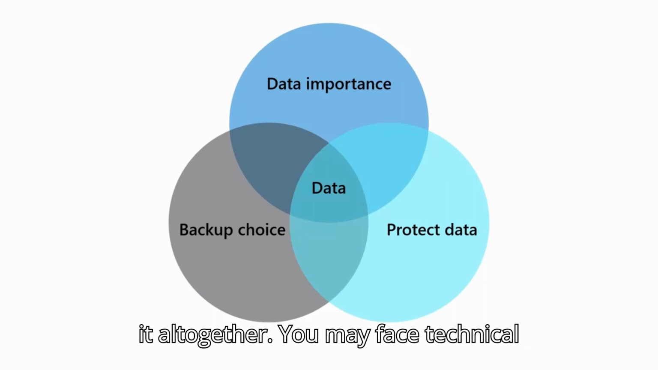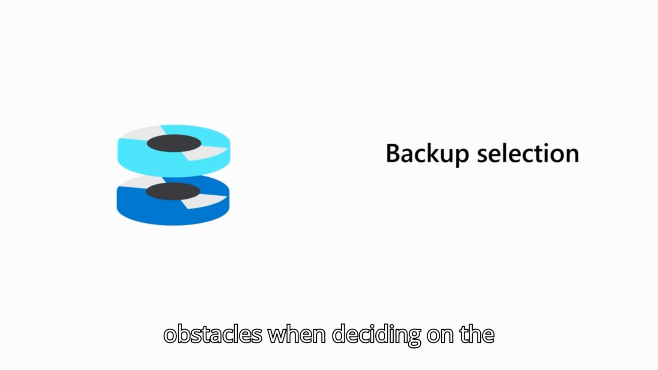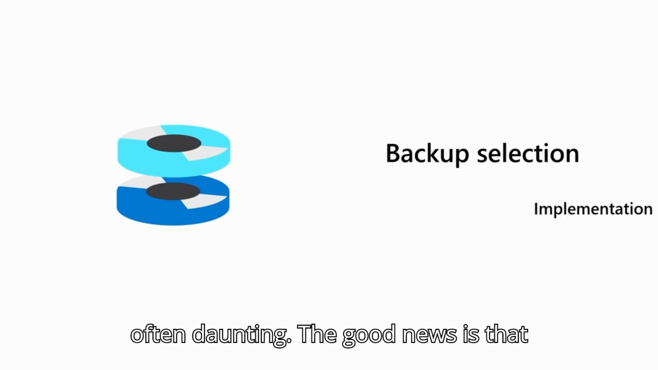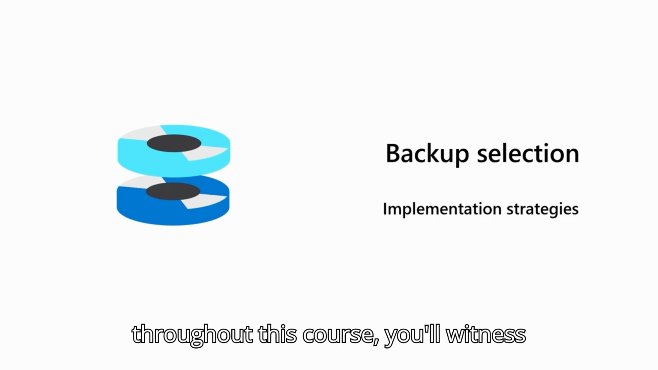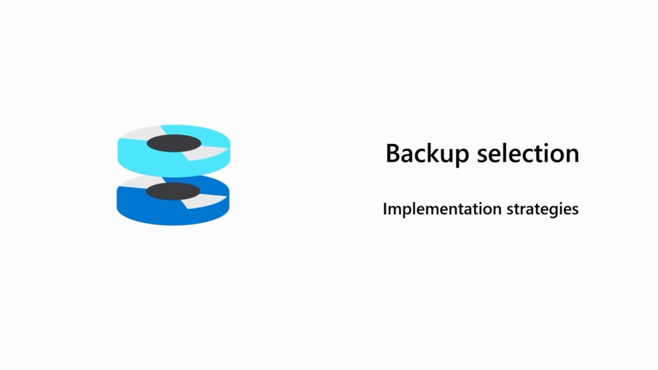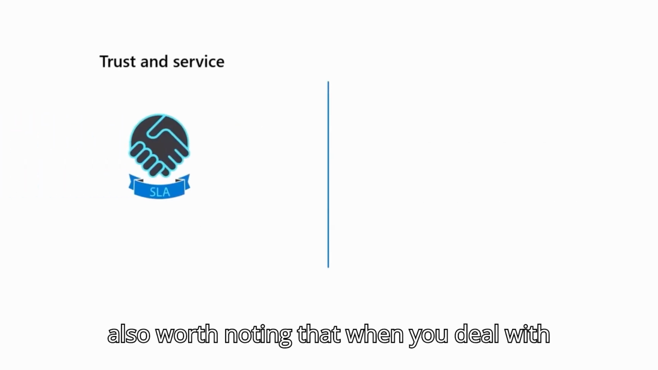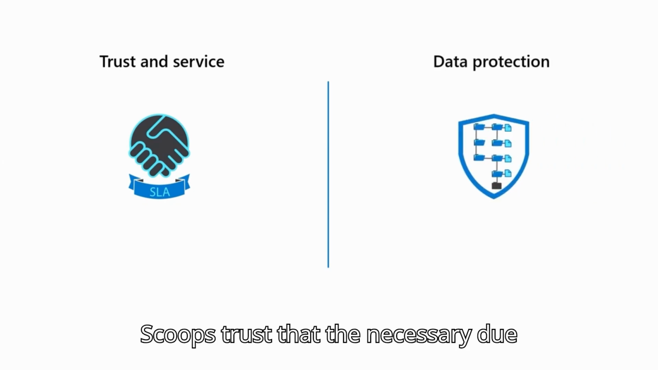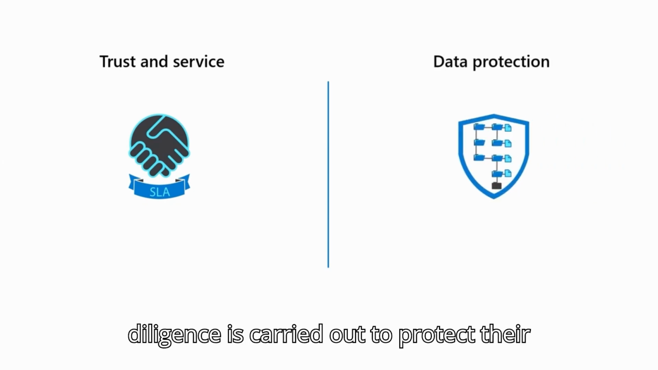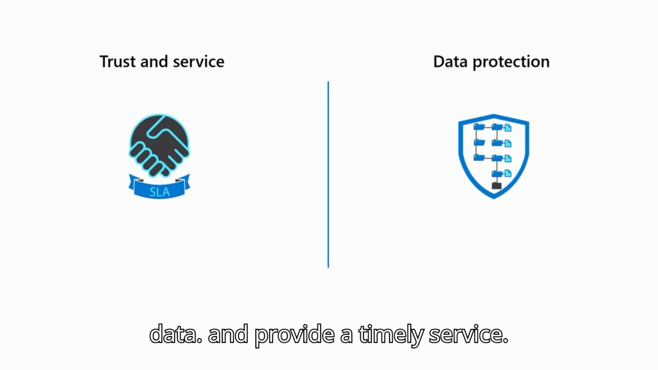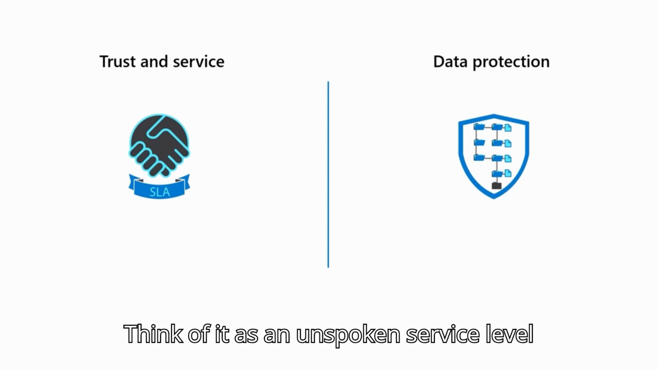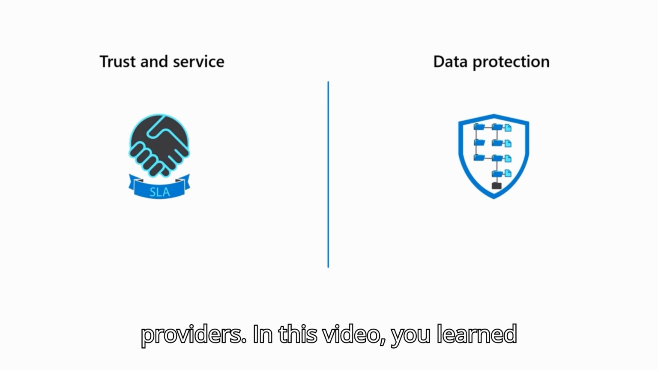deleting it altogether. You may face technical obstacles when deciding on the appropriate backup approach. This is often daunting. The good news is that throughout this course, you'll witness several implementations and strategies that you can use in your business. It's also worth noting that when you deal with other people's information, there is an element of trust. The customers of Sam Scoops trust that the necessary due diligence is carried out to protect their data and provide a timely service. Think of it as an unspoken service level rule between customers and service providers.